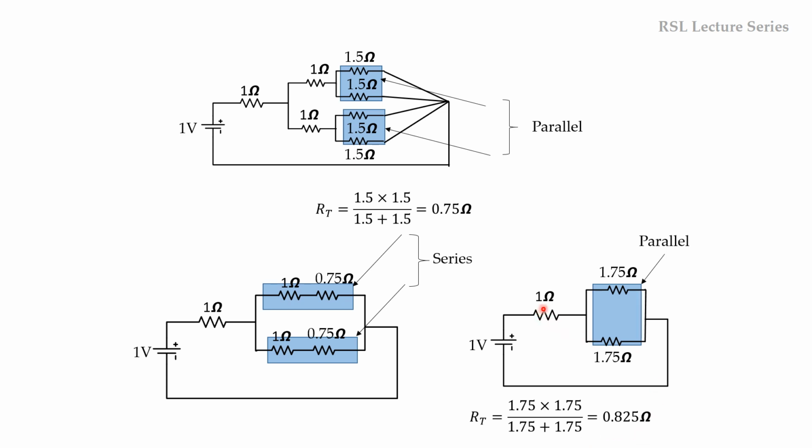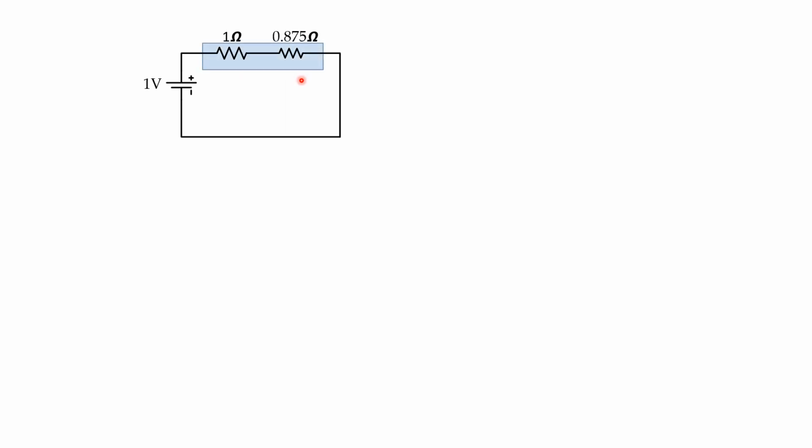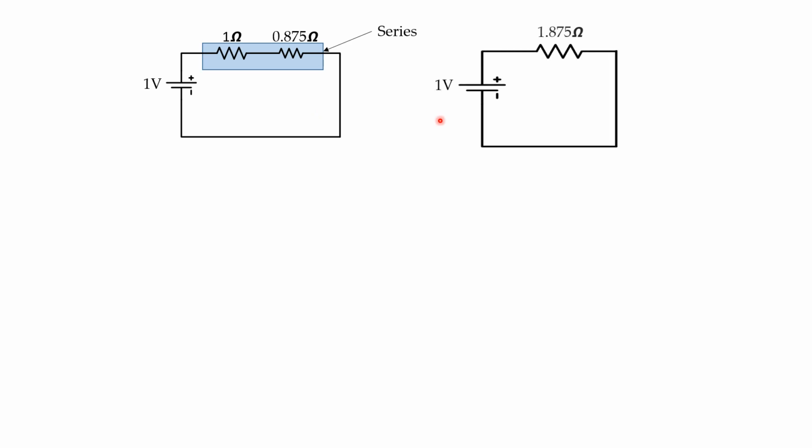So now we have 1 ohm connected in series with this 0.875 ohm resistor. We can redraw the circuit like this: 1 ohm and 0.875. So these two resistors are connected in series. The total resistance is given by 1 plus 0.875, that is 1.875.